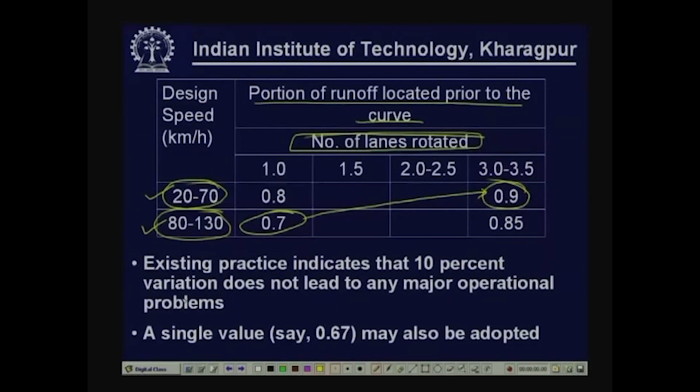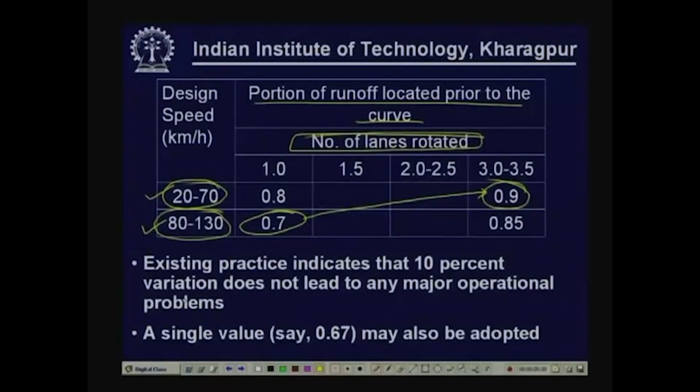Now, with all this, if we again look at the existing practice, most of the agencies, or a large number of agencies, at least, are using 60 to 80% of the super elevation runoff length on the tangent portion, and a large number of agencies are actually using 0.67, that means 2/3 of the total super elevation runoff length on the tangent portion.